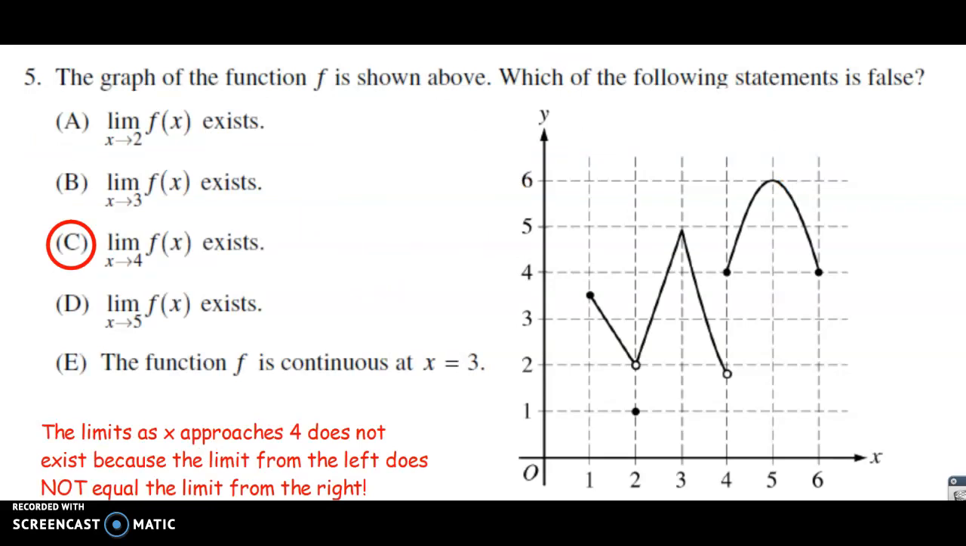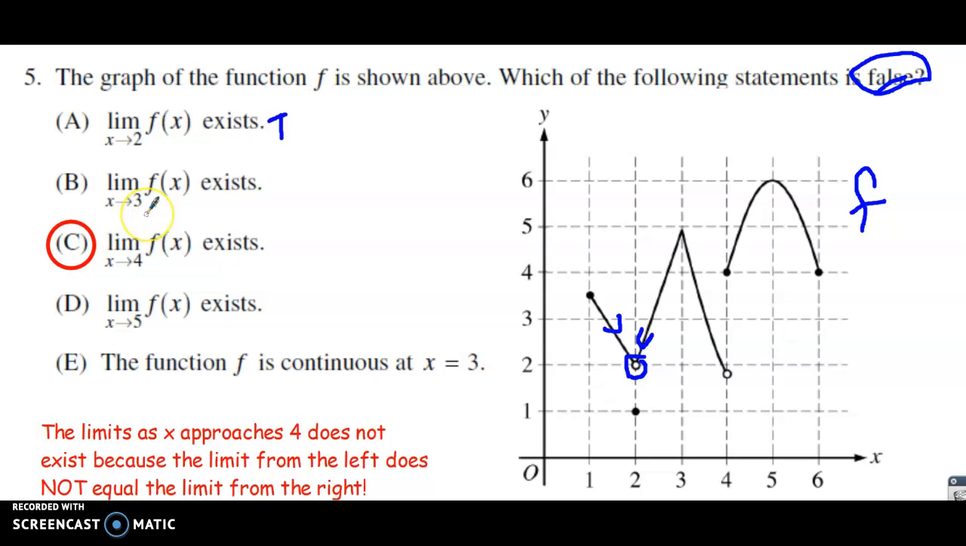Number 5, the graph of the given function f, this is f original, is given. Which of the following statements is false? The limit as x approaches 2 of f of x exists. When I approach from the left and I approach from the right, I am approaching a y value of 2. Remember, a limit is about what you approach, not what you actually reach, or the function value. So that is a true statement that the limit does exist.